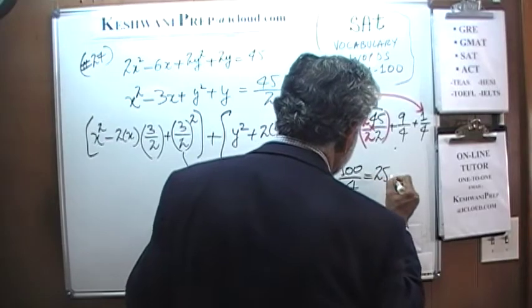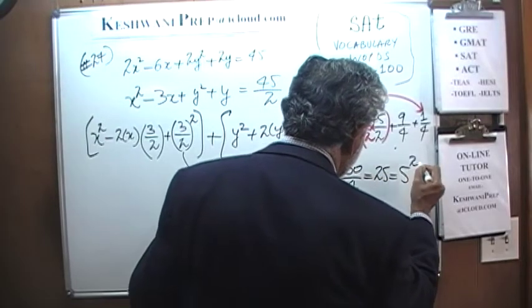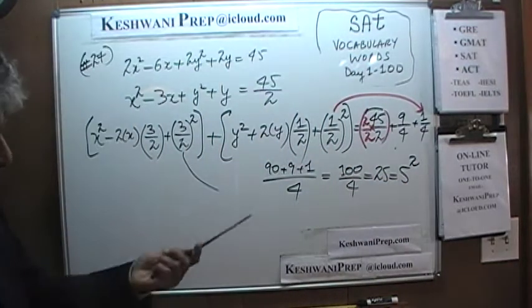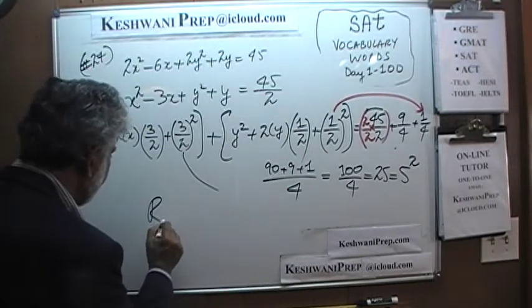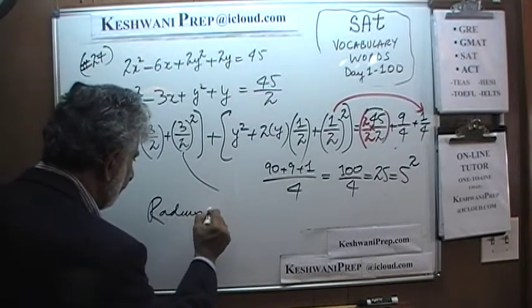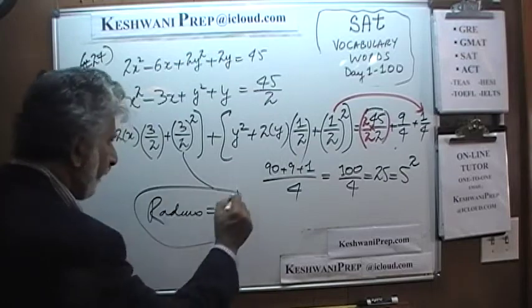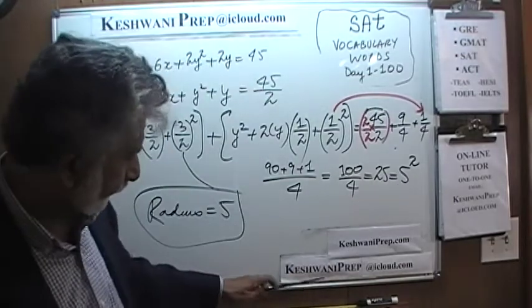Equals 25, which is the same as 5 squared. Voila. 5 squared, there you go, that's our radius squared. Therefore, the radius is equal to 5.